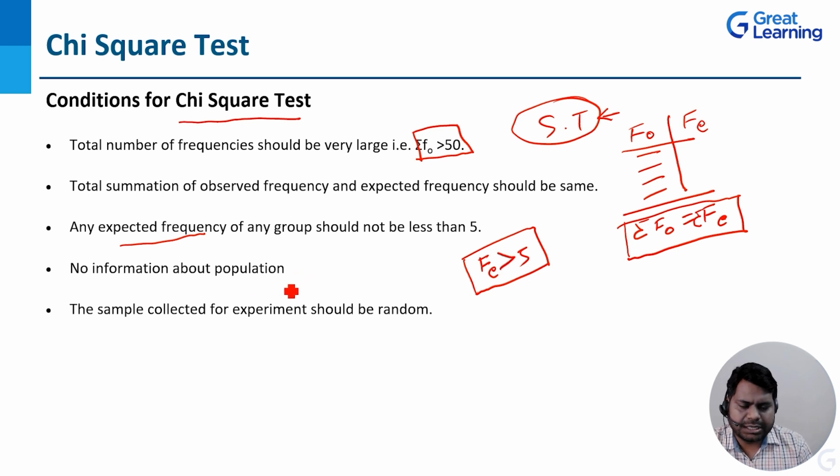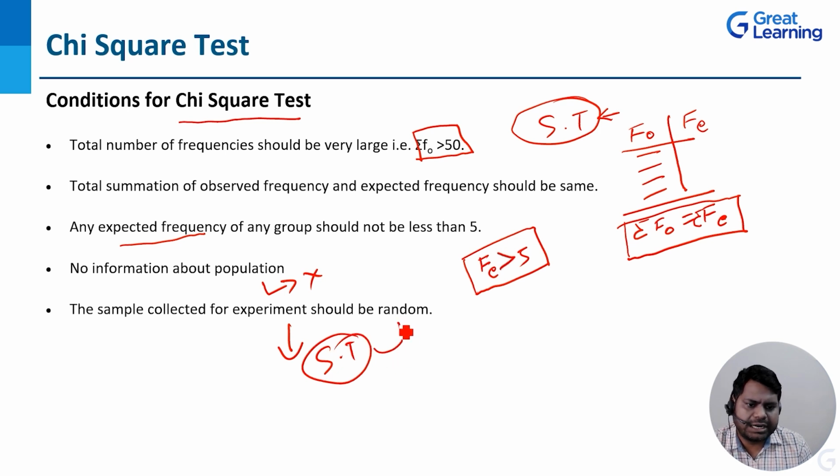Another condition is that chi-square test is a non-parametric test, and we know that in non-parametric tests we don't have any information about the population. Similarly, the sample collected for the experiment should be random. We already discussed what sampling and random sampling are, and whenever we are applying any statistical test, we need to take care that the data we are picking is random.